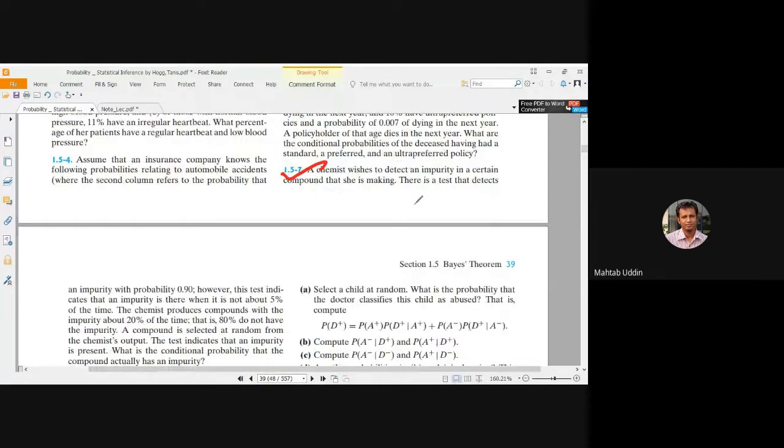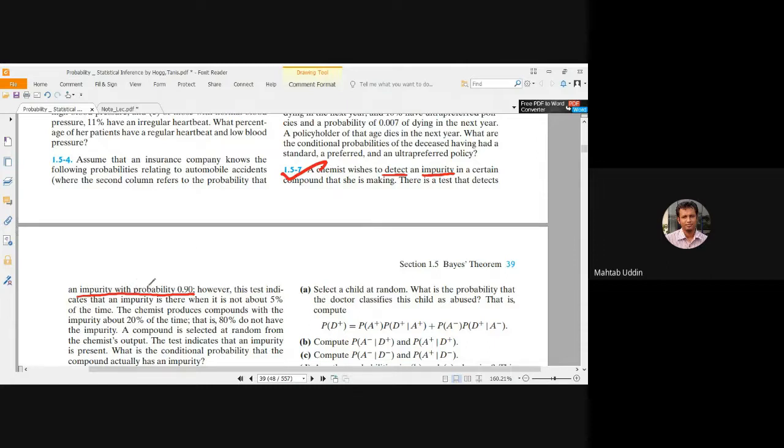A chemist wishes to detect an impurity. What is the target? Detecting. And what is happening? Impurity, in a certain compound that she is making. The test is to detect the impurity with probability 90%. Detect the impurity means impurity present and also detected, right?